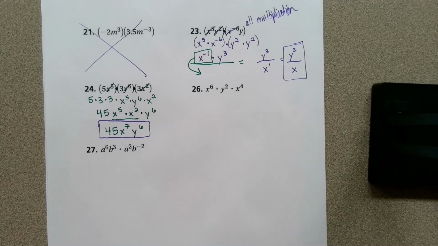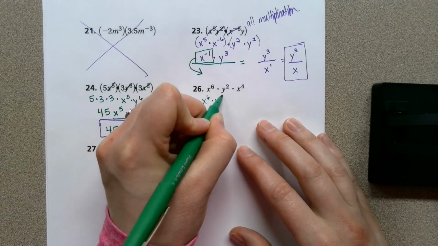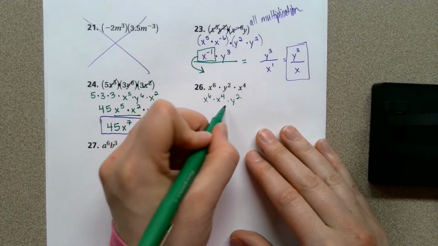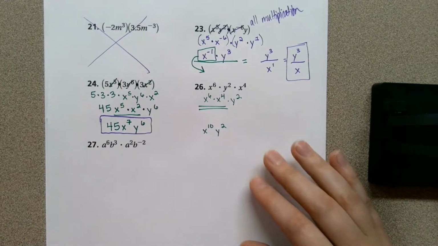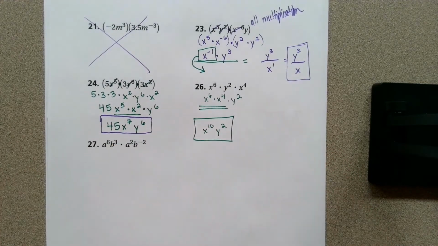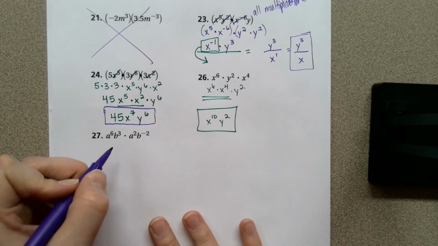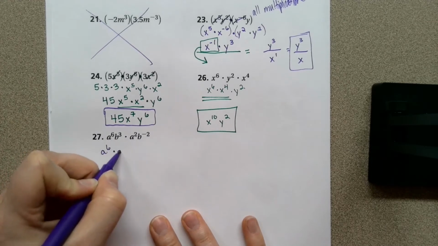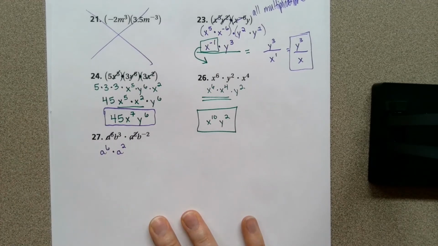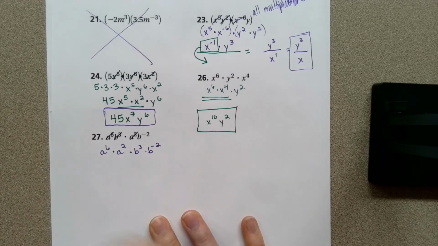I'll write the answer for number 26 as well. Just changing the order. We have like bases, so we can say that that's x to the 10th times y squared. It's always nice to keep them in alphabetical order. And then for number 27, the last one on this page, putting those like bases next to each other, a to the 6th times a squared times b to the 3rd times b to the -2nd power.